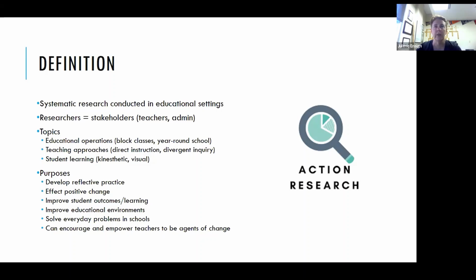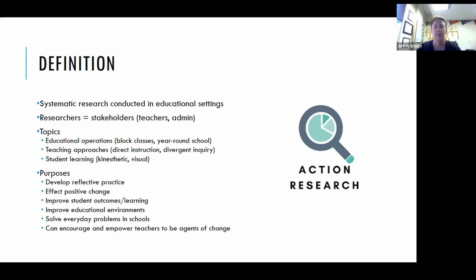Teaching approaches could be examined, the difference between like giving direct instruction to students or using a model like divergent inquiry, which is a lot more student-centered. Could look at different student learning styles, like being a kinesthetic learner, being visual, like those kinds of things. But a lot of times those are sort of where the topics are focused.